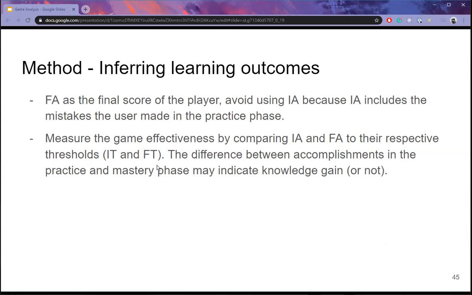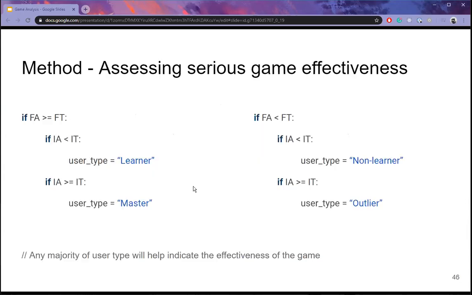And then we can measure the effectiveness by comparing the initial assessment and final assessment to their respective thresholds. The difference between accomplishment in the practice and mastery phase will indicate knowledge gain for the player. Did they not learn anything? Then we'll see. And how do we compare this?